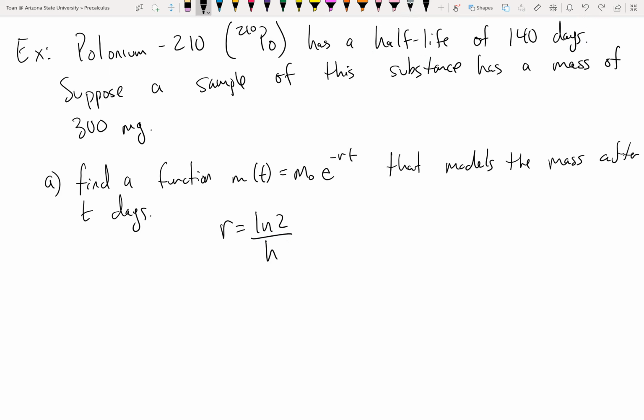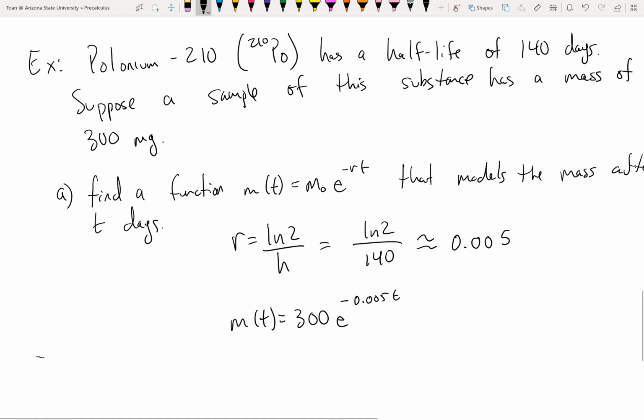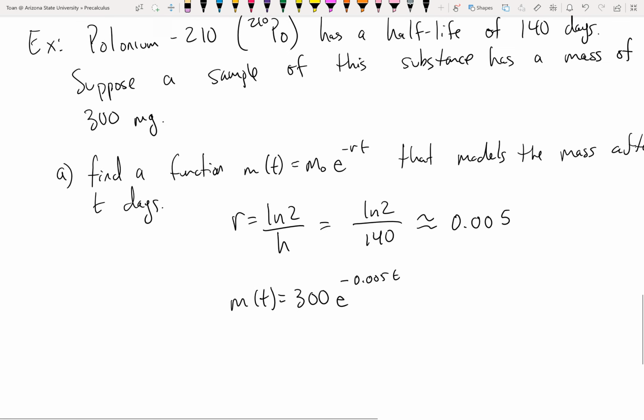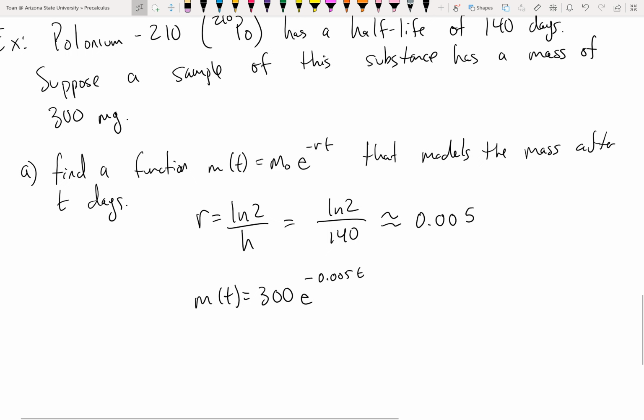So immediately we can figure out what r is, ln of 2 over 140, which is about 0.005. So there you go. We're done. There's our model. Our model is m of t equals, we started with 300, e to the negative 0.005 t. The negative is always a part of the problem.